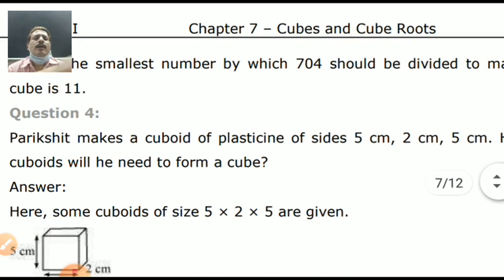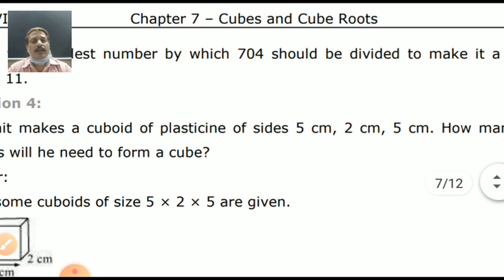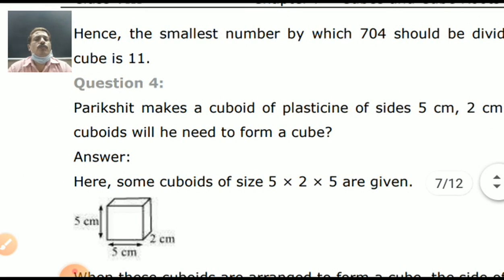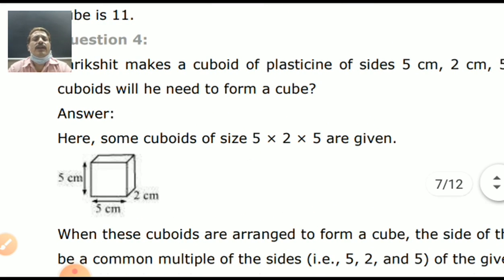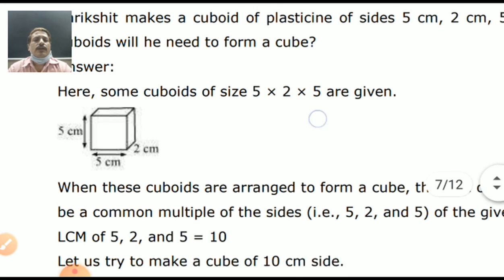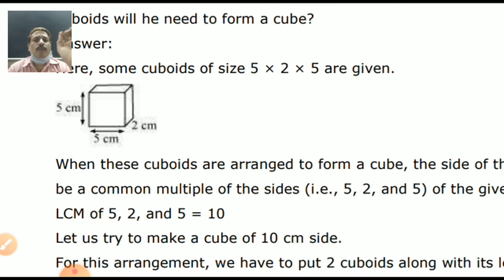Question number 4. Parikshit makes a cuboid of plasticine of sides 5 cm, 2 cm and 5 cm, height, width and breadth. How many such cuboids will be needed to form a cube? I already covered this in our introduction session. It is like a cube, son. Look here: 5 cm, 2 cm and 5 cm. Correct? So now, what is the LCM of 5 and 2? It's 10.